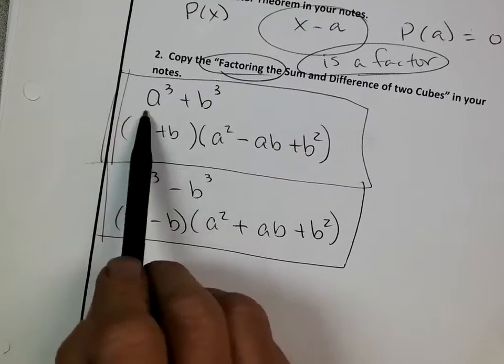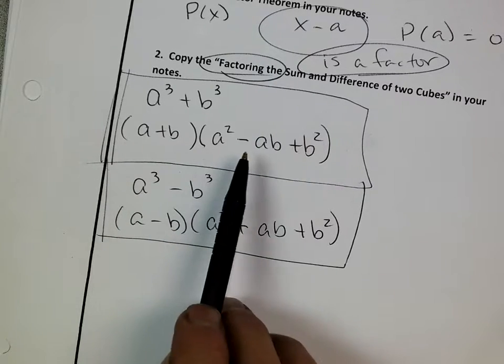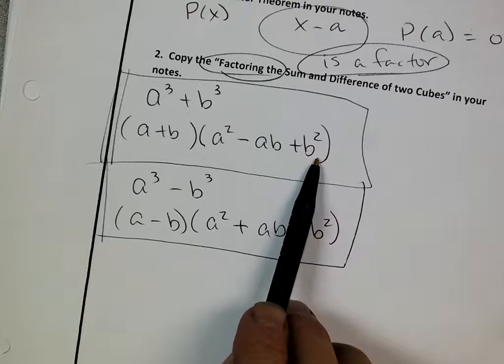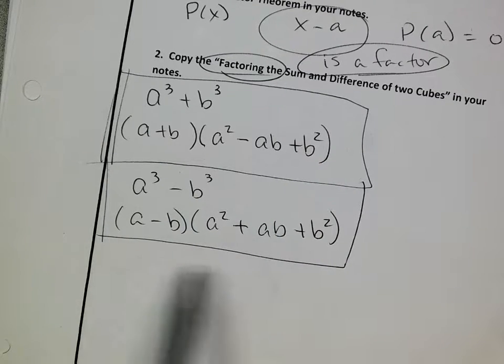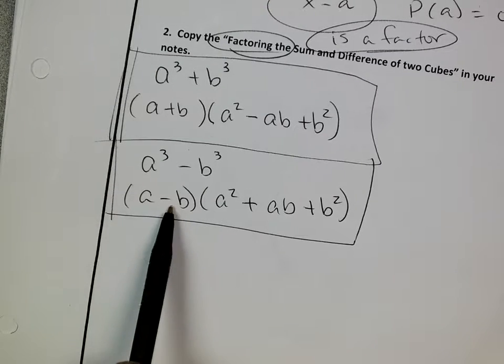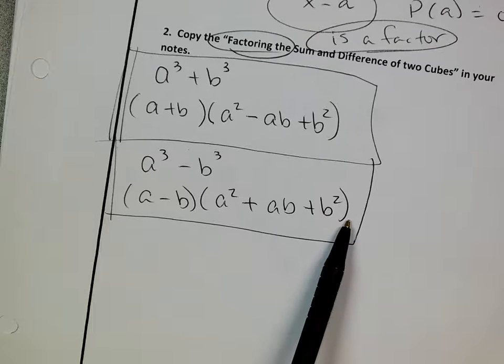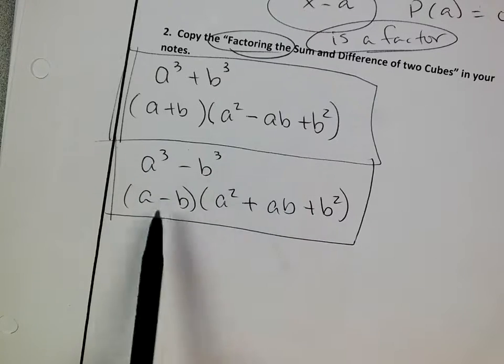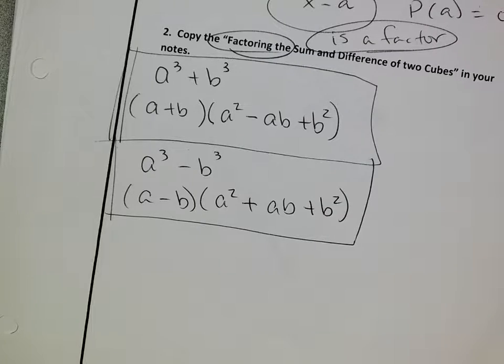But if you've got a cube plus a cube, it factors into an a plus b, a squared minus ab plus b squared. If it's a cube minus a cube, the only difference is the signs are reversed a little bit. So it's an a minus b times an a squared plus ab plus b squared, okay? So I always remember it's plus minus plus and minus plus plus, right? You don't have to memorize it because we'll have it on the board, okay?